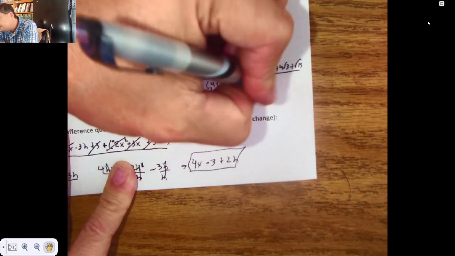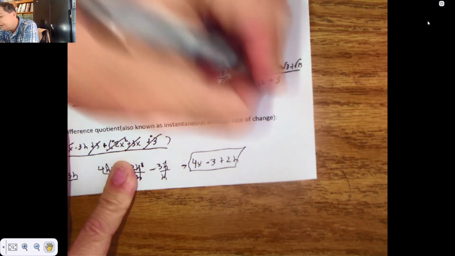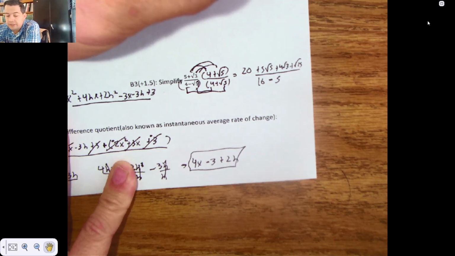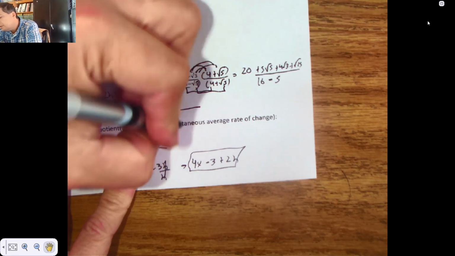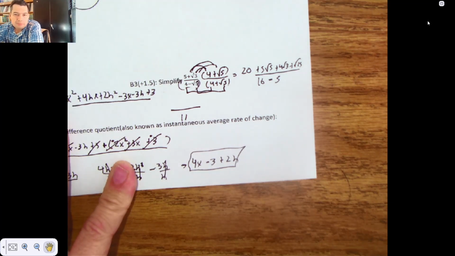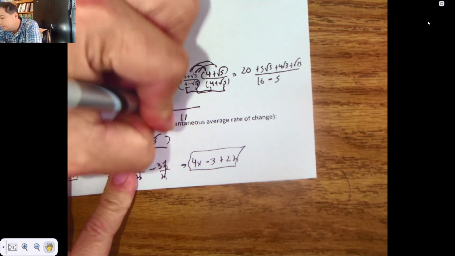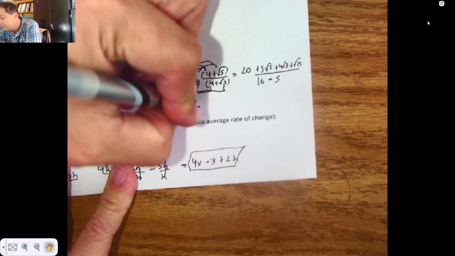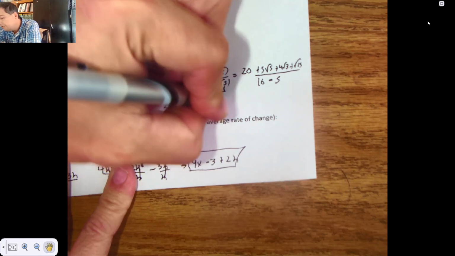4 times 4 is 16. Root 5 times root 5 is 5. It's negative because one's positive, one's negative. 16 minus 5 has been 11 my entire life. I don't know why that would change today. And up top, while all those are numbers, they're all not alike. So 20 plus 5 root 5 plus 4 root 3 plus root 15.